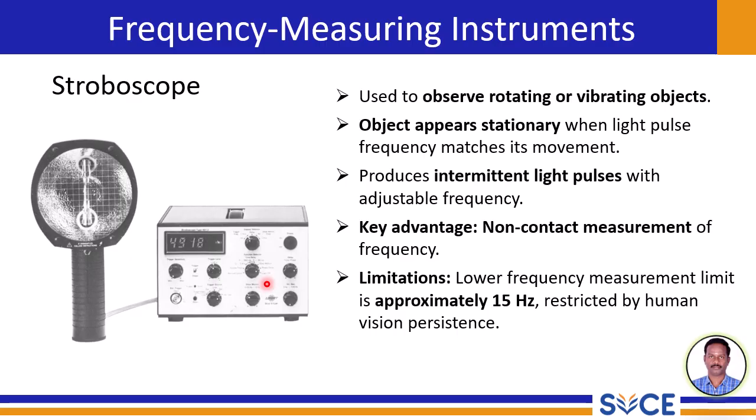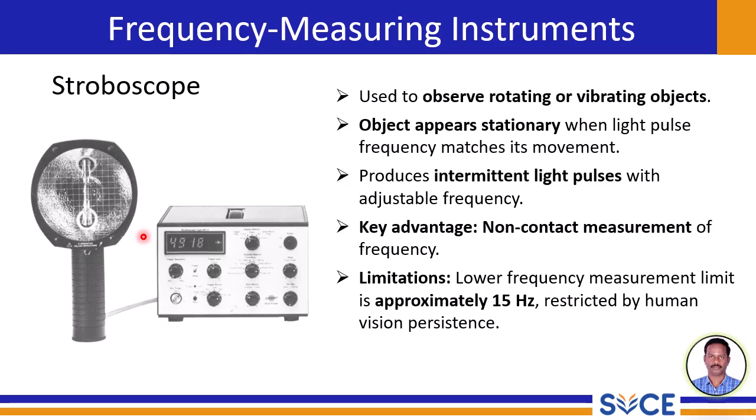The key advantage is non-contact measurement. We are not going to touch any machines, just stay away from the machineries and structures, especially rotating ones, and then we can measure the frequency. But since it depends upon the person visualizing it, because we have to see by our naked eye that the object appears stationary when the light pulse is emitted.